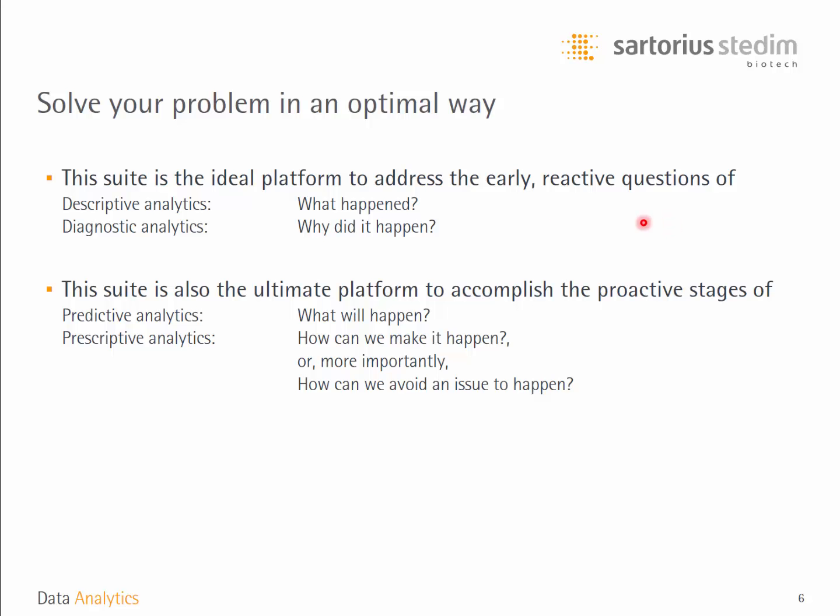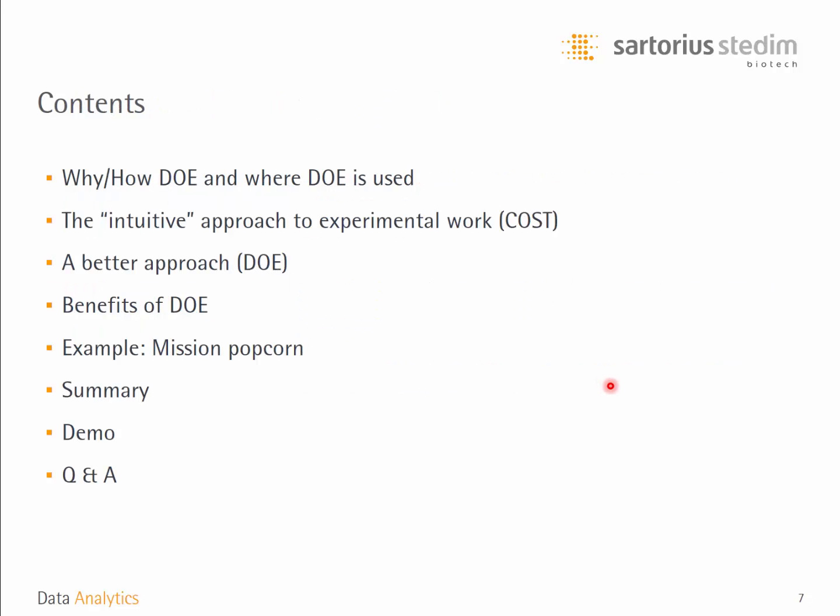This suite is the ideal platform to address the early, let's say, reactive questions of descriptive analytics and diagnostic analytics. And here we think of questions such as what happened and why did it happen? But this suite is also the ultimate platform to accomplish the more proactive stages of predictive analytics and prescriptive analytics. And then we are thinking of questions such as what will happen in the future, or how can we make a certain thing happen, or perhaps more importantly, how can we avoid an issue or an upset to happen.